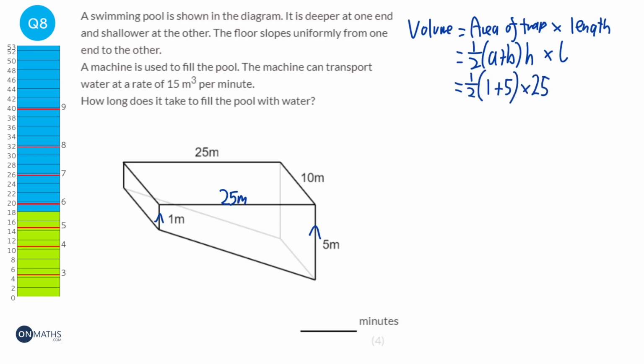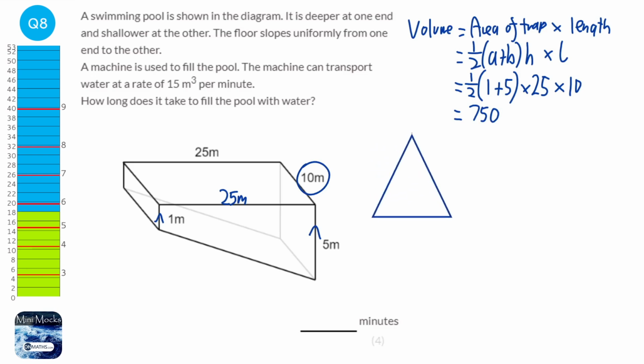The length is how 3D it is, so it would be that 10 there. So we're going to times that by 10, and that will give us 750. So it's 750 meters cubed. Now, there is a little formula we can make for the rate.